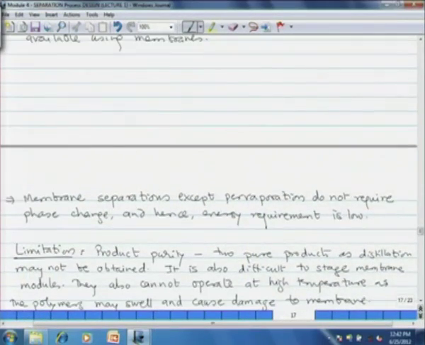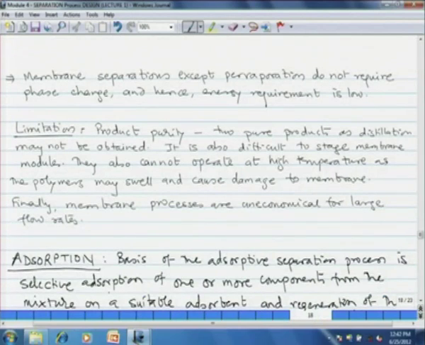membranes. Although membranes have several positive points to their credit, there are also some limitations. For example, the product purity. Pure products as in distillation may not be obtained. A distillation column can be designed to get 99% or 99.9 or 99.99% pure product, but that kind of design may not be available with the membrane unless it is extremely selective. It is also difficult to stage membrane modules.